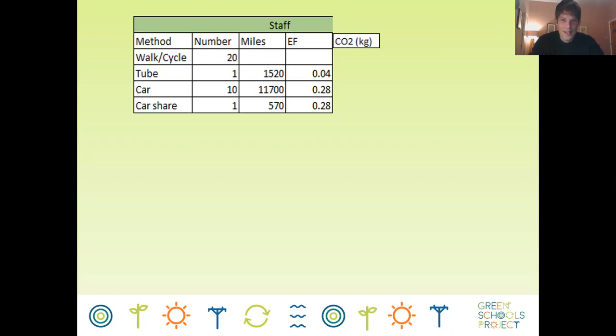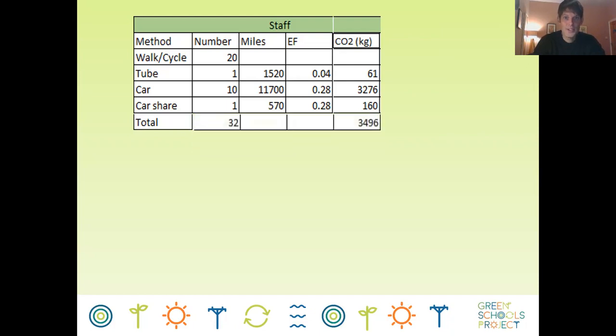Okay, hopefully you've done that now. And there are the answers for the staff. And lastly, we're going to work out the total. So put an extra row at the bottom for total, work out the total number of staff. That should be easy. You could do that in your head, and add up the kilograms of carbon dioxide. So again, press pause if you need more time. You should end up with 32 staff and 3,496 kilograms of carbon dioxide.